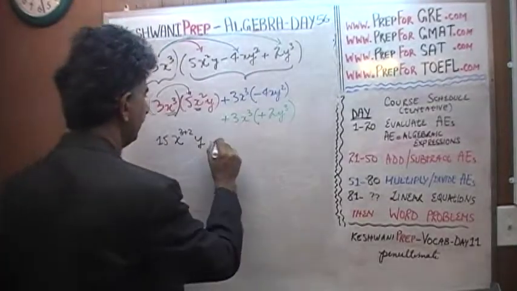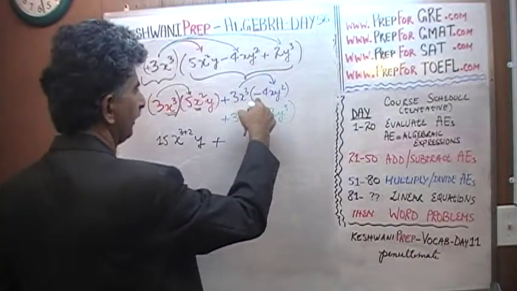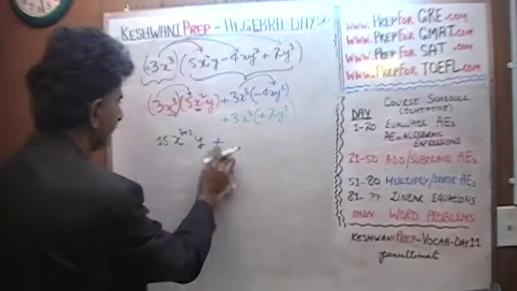Let's move on to the second part. We have positive times negative is going to be negative. This is not positive, this is going to be negative.